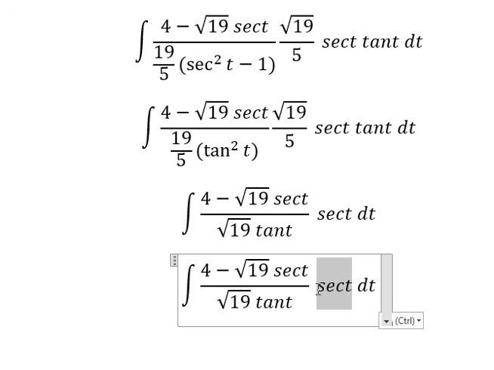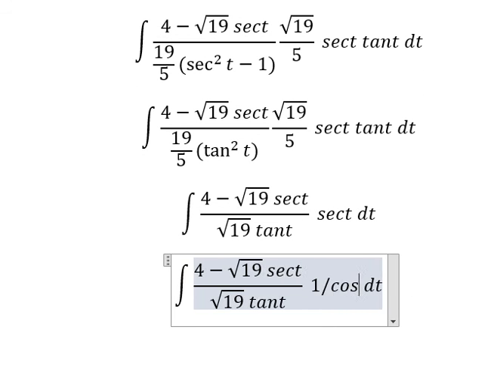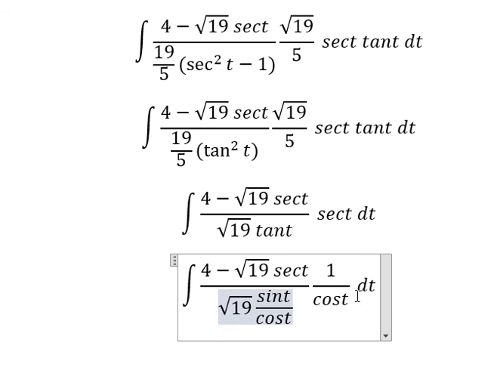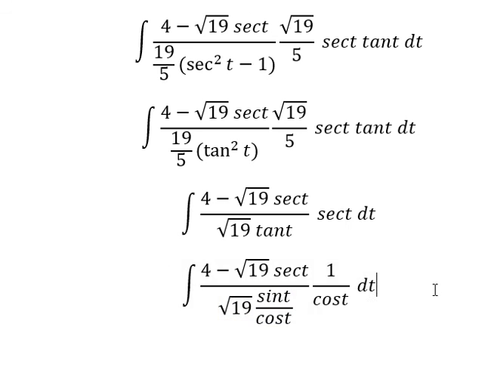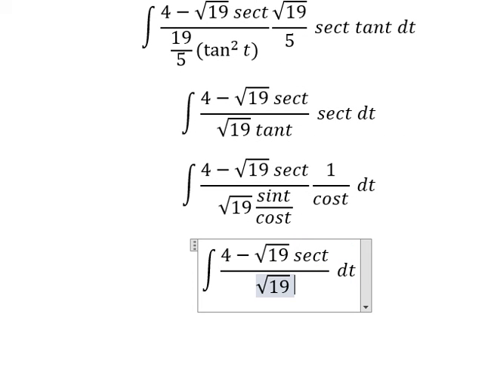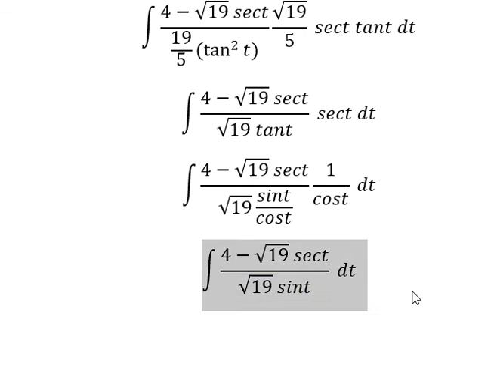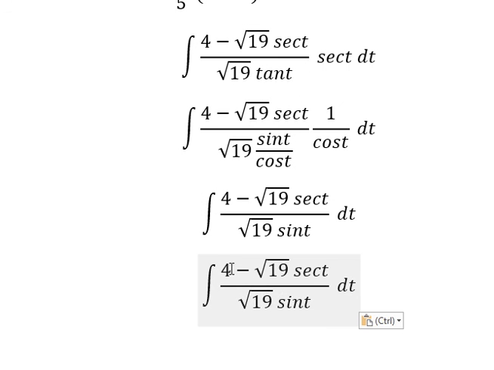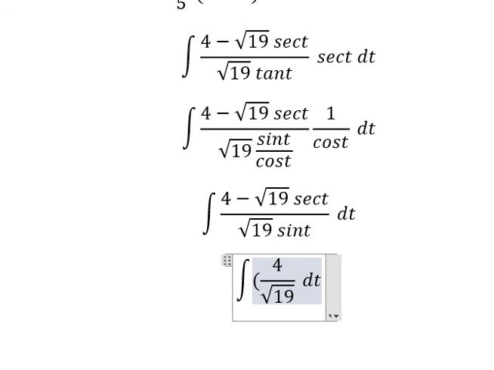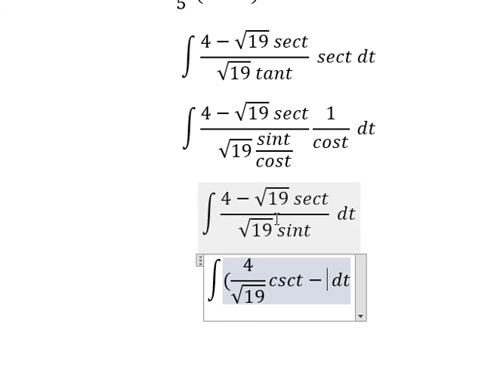Next, secant of t, that's 1 over cosine t. Tan t, that is sine t over cosine t. Now we simplify cosine t. So 4 over the square root of 19 with sine t in here, I can write into 4 over the square root of 19 cosecant of t. This one divided by this one, we cancel in here.